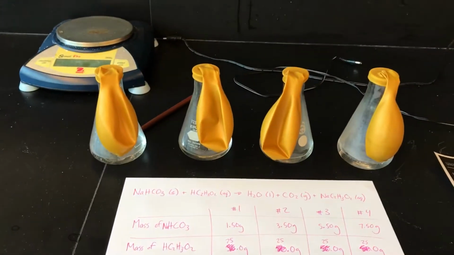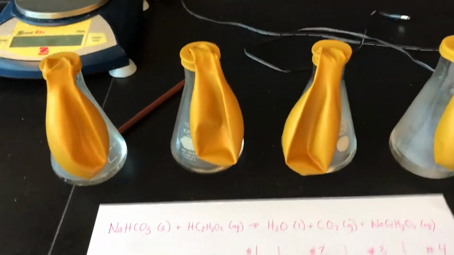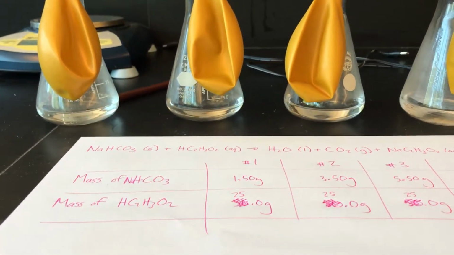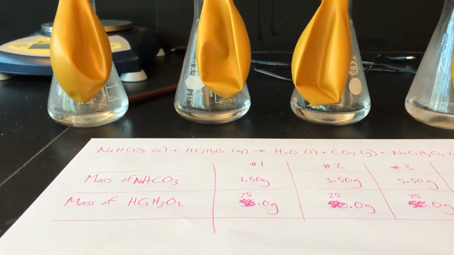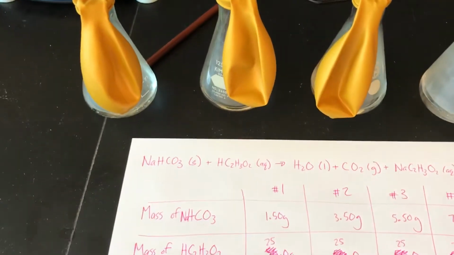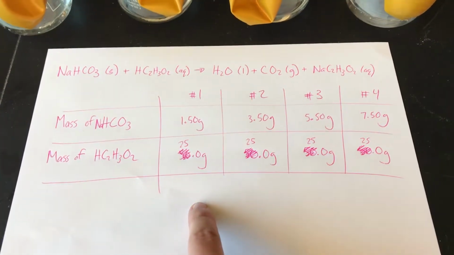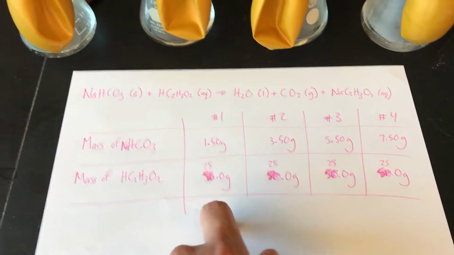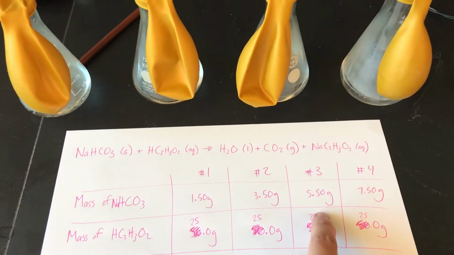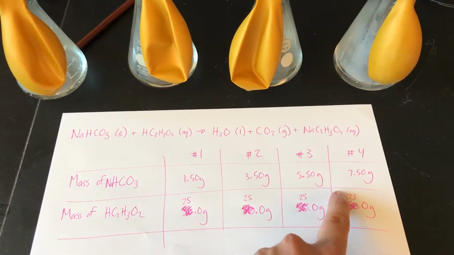So these are our 4 balloons, which are filled with baking soda. And then in the bottom of the Erlenmeyer flasks, I have 25 milliliters of acetic acid or vinegar, okay? It was originally going to be 50, but I changed it to 25. So this is the table. Make it look nicer than I did though. Balloon number 1 has 1.5, balloon number 2, 3.5, 5.5, and then 7.5 for balloon number 4, okay?